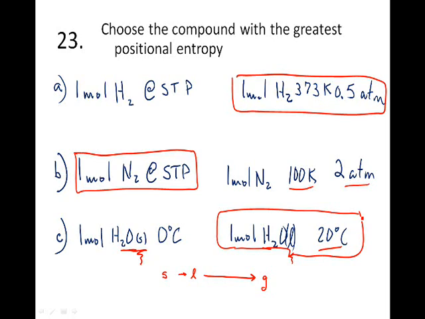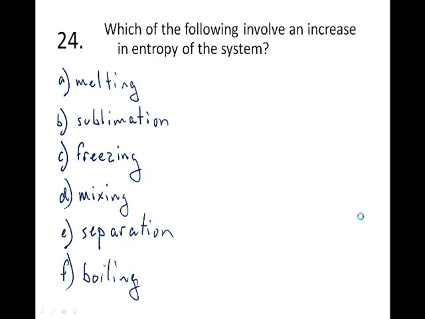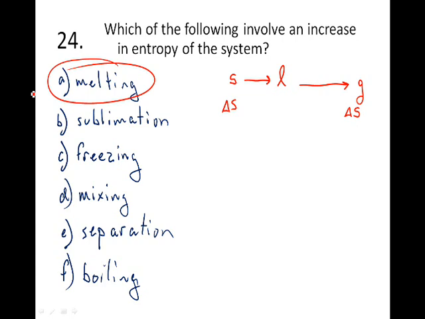Moving on to problem number 24. Which of the following involve an increase in entropy of the system? Well, once again, we want to remember that if you have a solid compared to a liquid compared to a gas, the entropy is much larger. Delta S here is smaller. Delta S here is much larger. So the process of melting is going to increase the entropy of the system. So let's go with melting.